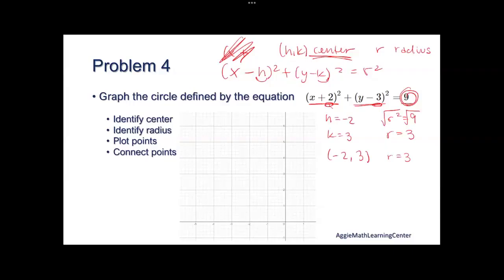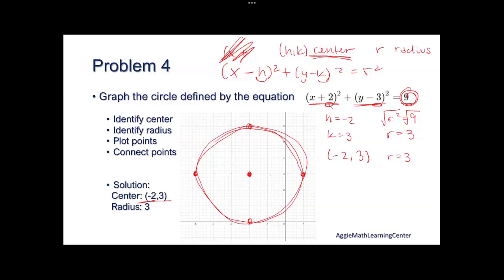So graphing that, we come over to negative 2, go up to 3. That's our center. Then we know that every point on the circle is 3 units away. So we can graph the easiest ones. We can come over 3 units, 1, 2, 3, and then go left 3 units, 1, 2, 3. And then you can even go up and down 3 units, 1, 2, 3. And then we can connect the points. That was really poorly drawn, but yeah, there we go. And we can see in the solution center (−2, 3) and radius of 3.